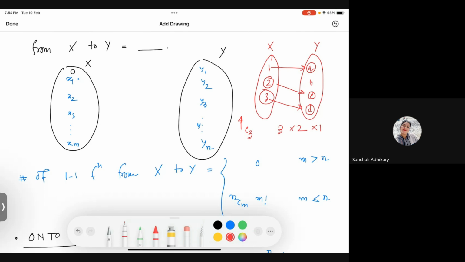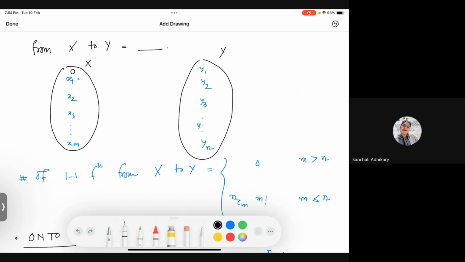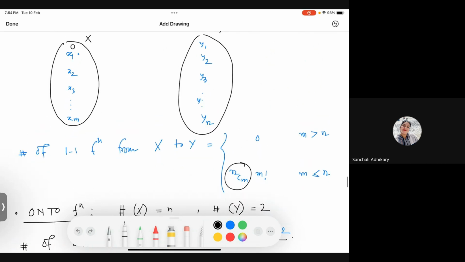So first of all, choose three elements. Someone may choose A, C, and D, and someone else may choose B, C, and D. That's why I need 4C3. And all the choices are independent. So the number of one-one functions is NCM into M factorial.